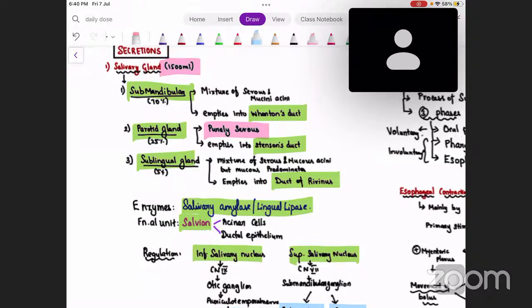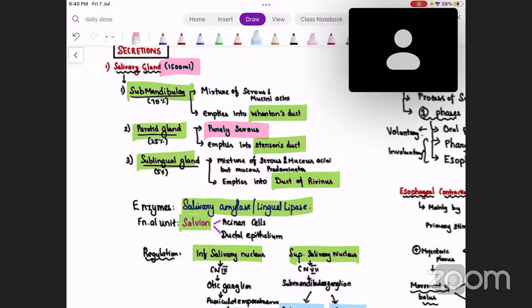Among that, which one is having the maximum secretion? Faster, people. Keep your hands on the keyboard and type faster. Which one is having the maximum secretion out of these three salivary glands? Submandibular gland. Okay, out of that, the submandibular gland.